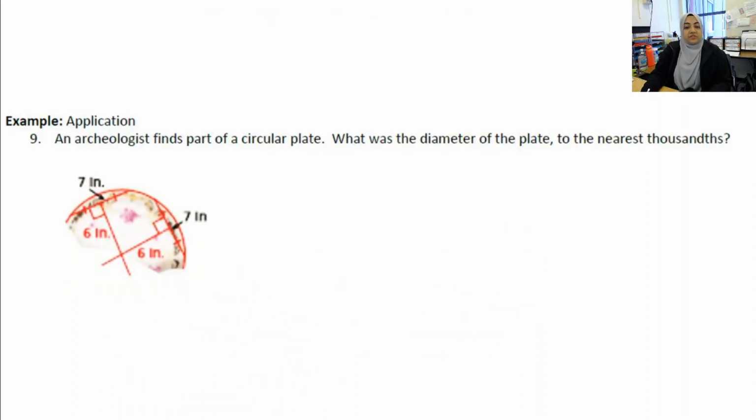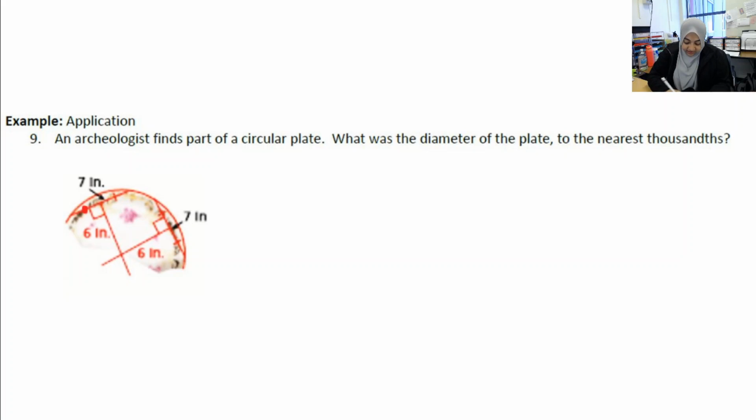An archaeologist finds a part of a circular plate. What was the diameter of this plate to the nearest thousandths? Well, clearly I only have part of this plate. So even if I can't find the diameter, if I could just find the radius, I could just double it and I would get the diameter of my plate, right?